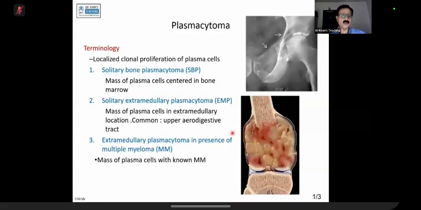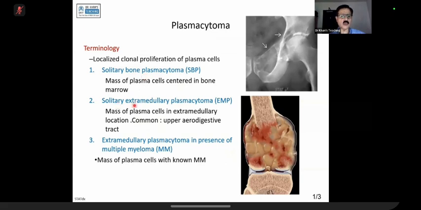Right. Now, plasmacytoma versus multiple myeloma. So this concept should be in your mind: what is a plasmacytoma? It is localized clonal proliferation of plasma cells. Solitary bone plasmacytoma, look at this word. It tells you that this is a single lesion. And by the way, it can then degenerate into multiple myeloma.